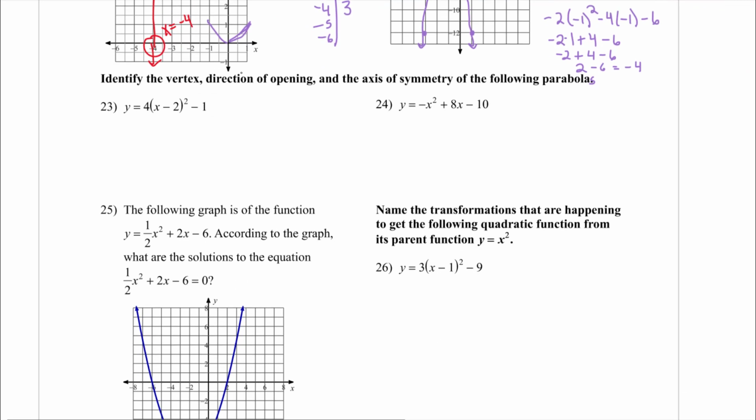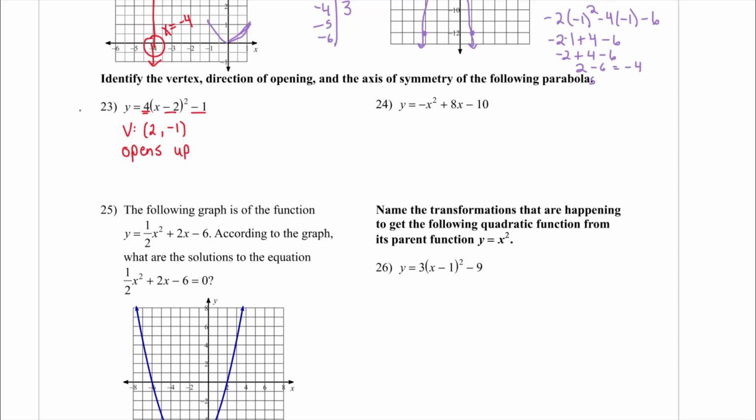So what we can do on 23 and 24, which you notice they don't have a graph provided, is find out all this information from these equations. So for vertex form, to find the vertex, you look at these two numbers, you change what's inside, and you leave alone what's outside. So our vertex here is 2, negative 1. The direction of opening is whether or not this is positive or negative, and since it's a positive 4, it opens up.